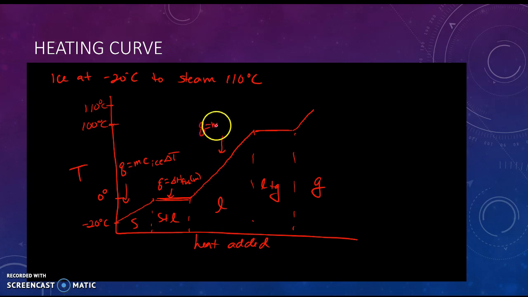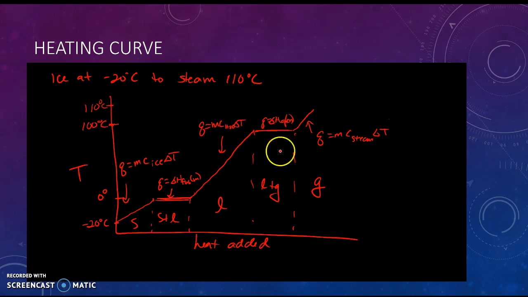Here is Q equals M C delta T. This is for liquid water, I should say. Okay. Here, Q equals delta H vap times M. And here will be Q equals M C delta T. This will be for steam. Okay, and all we would do is we would add each of these up.